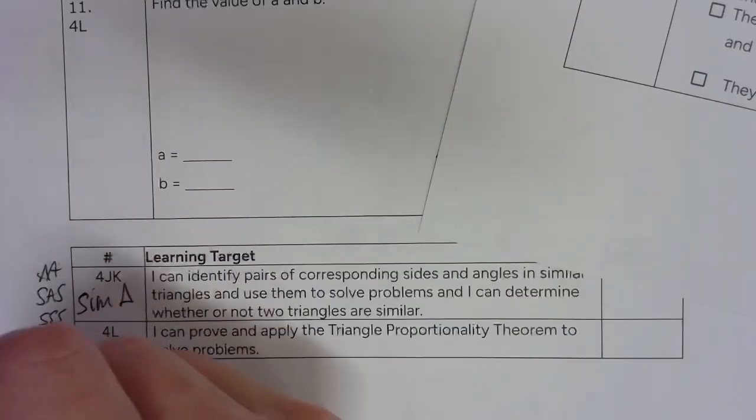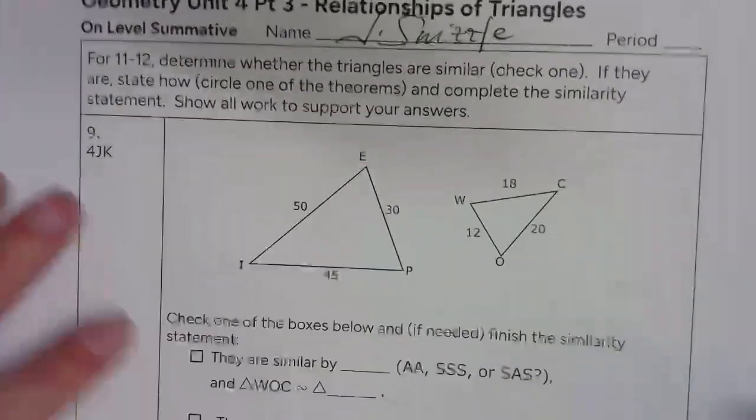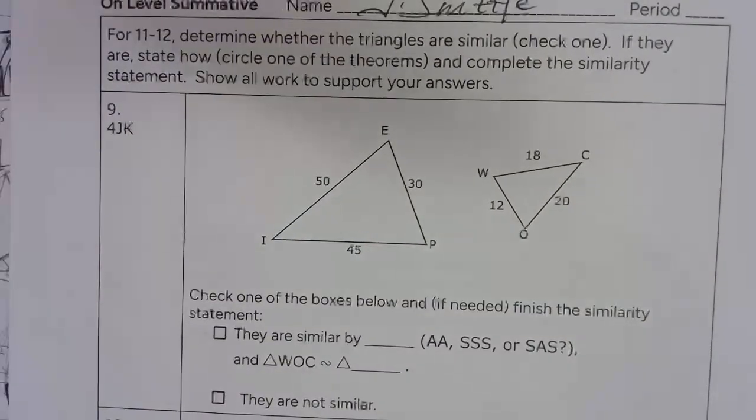And then for 4L, it's proportions. And it's going to look a lot like this, but again, picture could be different. It could be asking you for something else, alrighty? But the strategies you apply are the same nonetheless. Alrighty?